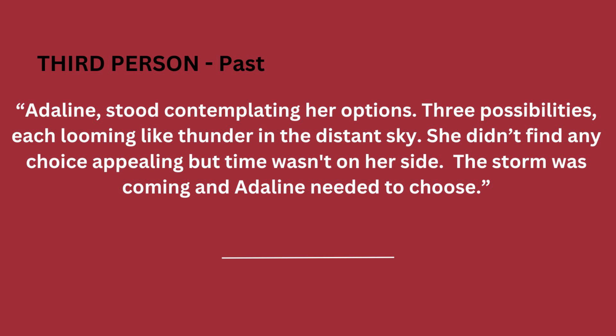Adeline stood contemplating her options, 3 possibilities, each looming like thunder in the distant sky. She didn't find any choice appealing, but time wasn't on her side. The storm was coming, and Adeline needed to choose. In this example, as a reader, the pace and mood differs from our present tense example.